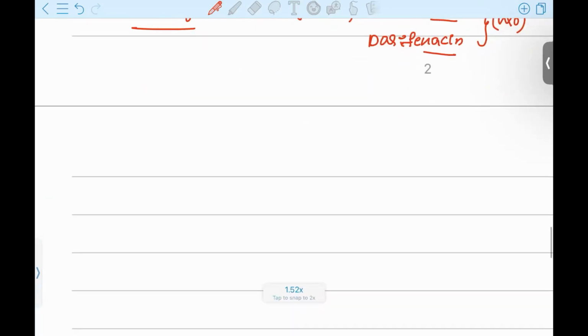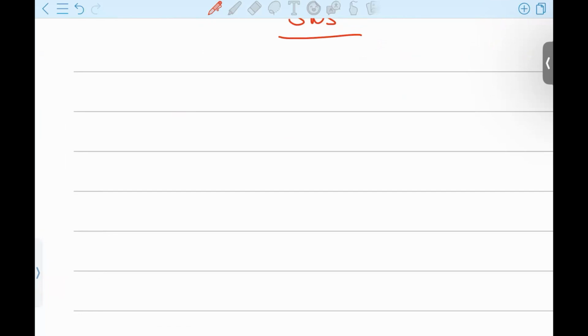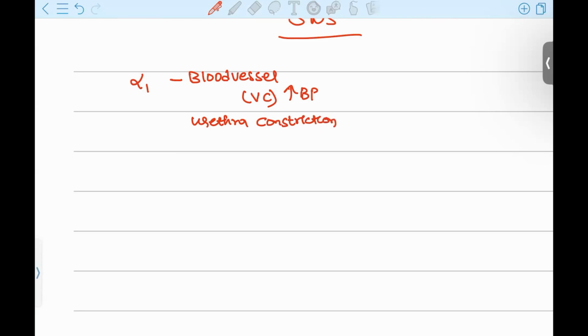And next, coming to the sympathetic nervous system. In the sympathetic nervous system, now you have to understand alpha actions and beta actions. When I say alpha actions, alpha 1 is activated on the blood vessels. Basically, vasoconstriction will occur here, so that the BP will be increased in this patient. Also urethra constriction can be seen. The constriction of the urethra and the blood vessels is mostly by your alpha 1.